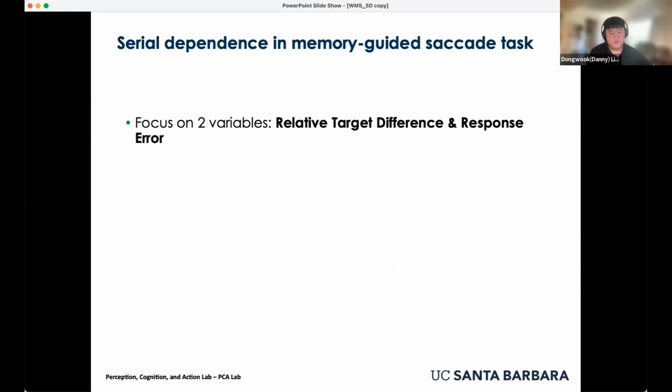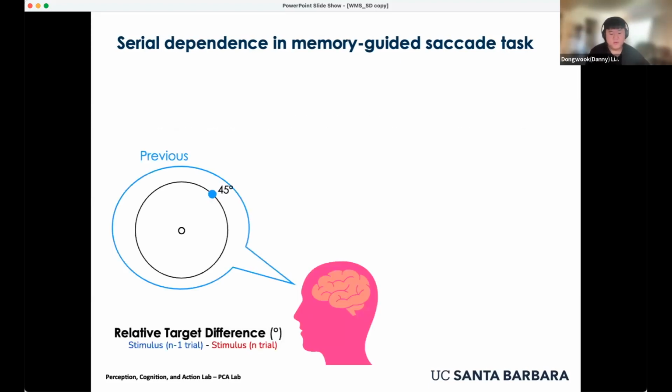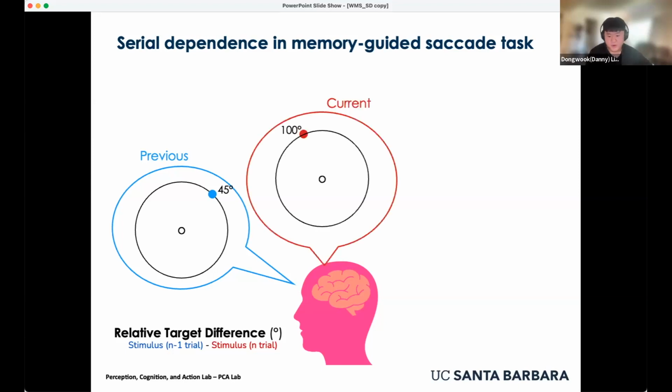So you may be wondering how we examine serial dependence in this saccade task. Well, as the trial progressed, the reported location of the dot could be influenced by the location of the dot in the previous trial. To understand this, it is important to focus on two key variables: relative target difference and response error. The relative target difference indicates the previous target location relative to the current trial's target location in terms of polar angle. So let's consider an example to understand these variables. In the previous trial, a blue dot was located at a 45-degree angle. And in the current trial, a red dot appeared at a 100-degree angle. By calculating the relative target difference, we obtain a value of -55 degrees.